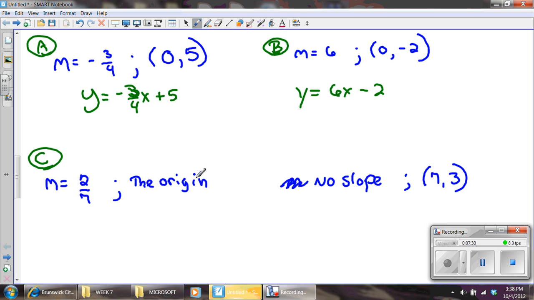Problem C. The slope is 2/7. It's going through the origin. What's the y-intercept of the origin? Y, it's 0, of course. Y equals 2/7 x. And that's it.